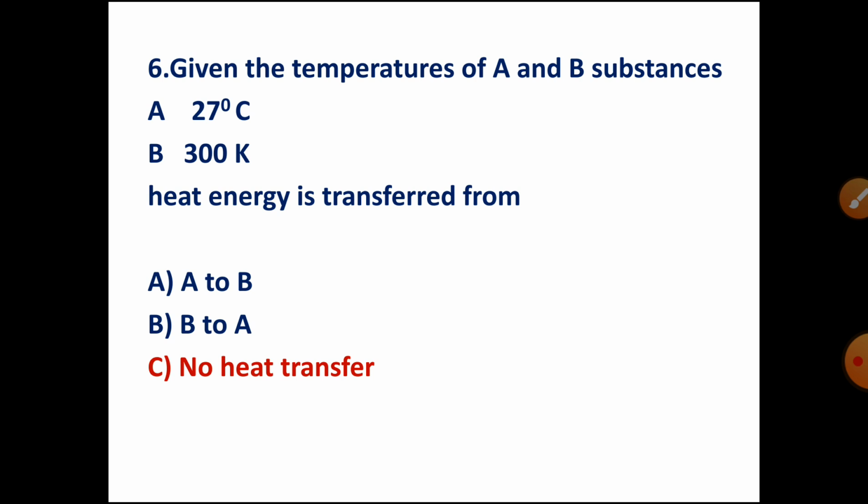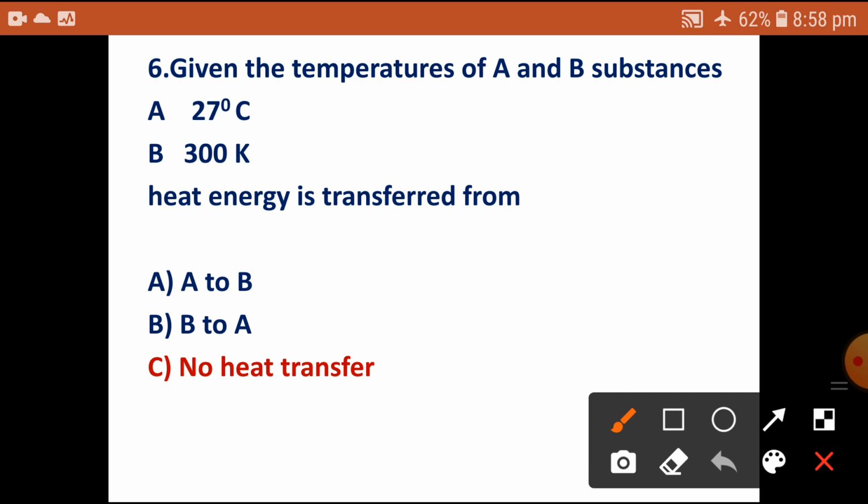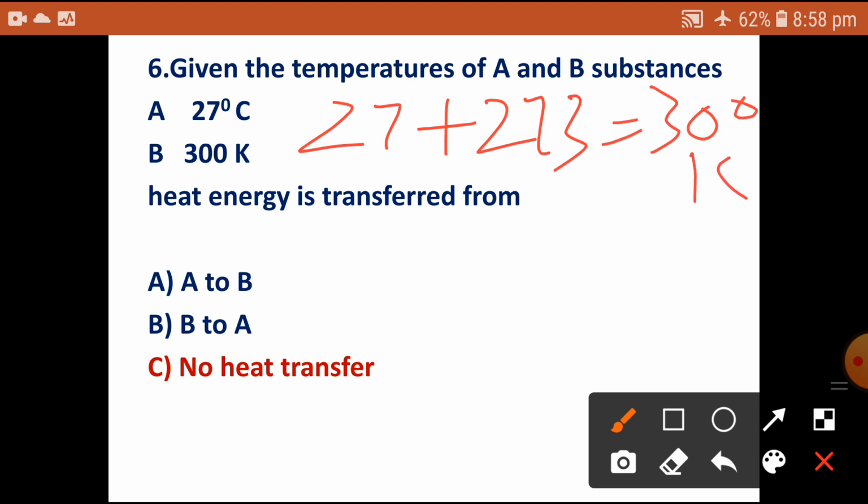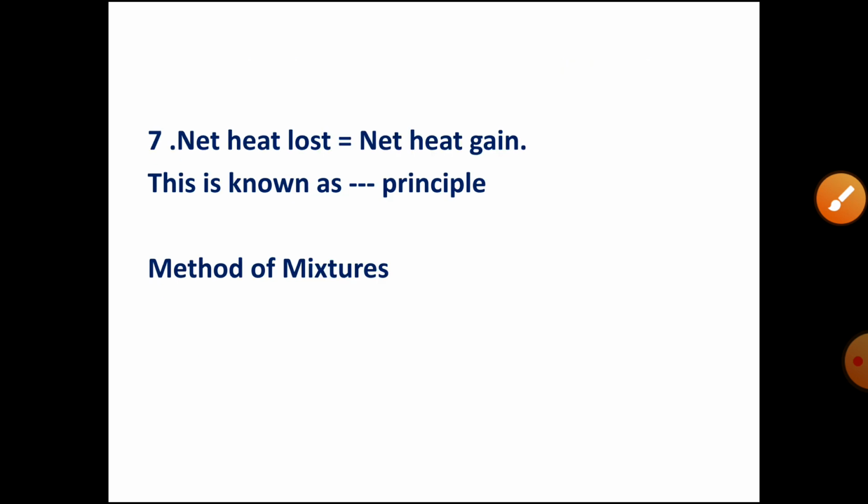Okay. Here you can see, given the temperatures of A and B, A is at 27 degrees centigrade, B is at 300 Kelvin. Heat energy is transferred from? Again we have to convert A and B into the same scale. So I am converting A into Kelvin scale, that is 27 degrees plus 273 gives 300 Kelvin. So this is 300 Kelvin and this is also 300 Kelvin. So both are at the same temperature. Same temperature means they are in thermal equilibrium, so no heat transfer will take place. You have to write like that.